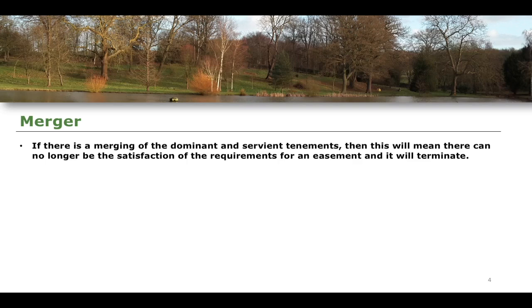And so as a result, if you do not have this separate ownership, then you cannot obviously have an easement. And so if they merge, if they become one property, or they become under the remit and the ownership of one owner, then this means that they will terminate the easement.